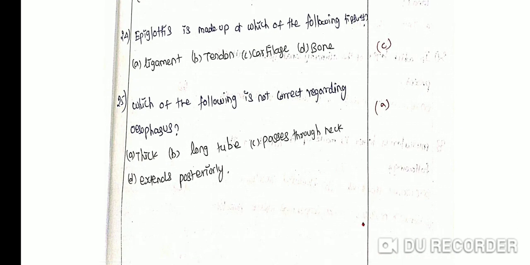Which of the following is not correct regarding the esophagus? Option A thick, option B long tube, option C passes through neck, option D extends posteriorly. Answer is option A thick. The esophagus is a thin long tube which extends posteriorly passing through the neck, thorax and diaphragm and leads to a J-shaped bag-like structure called the stomach.